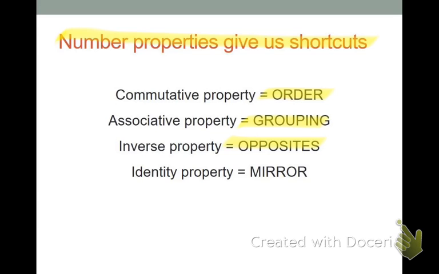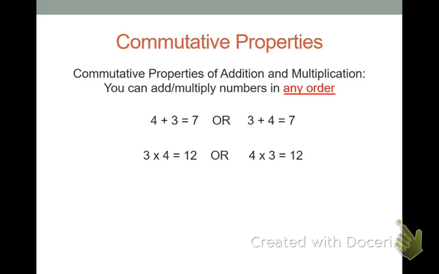And then the identity property, that is basically a reflection. That's why we call it the mirror property, because you take a number and you add 0 to it and it's just that number. Or you multiply it by 1 and it will be just that number. And you'll see that in a sec when we go over the property.